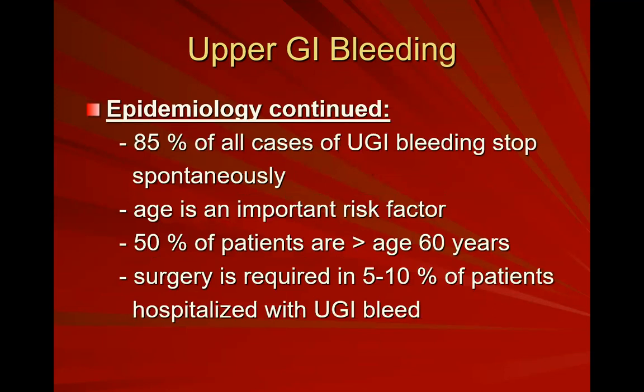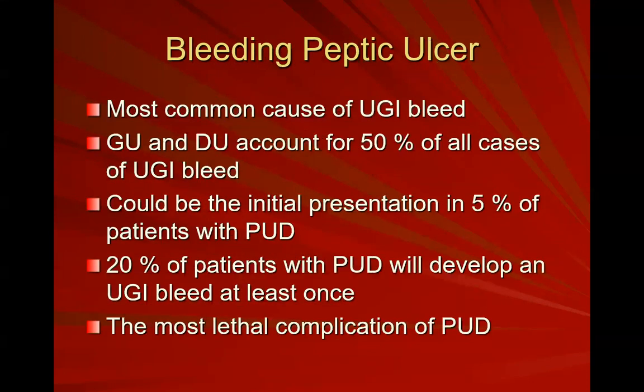So, as we said, 85% would stop spontaneously. Age is very important because 50% of patients with upper GI bleeding would present at age 60 and higher, and only 5 to 10% of cases would require surgical intervention. So again, this is about peptic ulcer disease. We said it is the most common cause of upper GI bleeding, and it accounts for almost 50% of upper GI bleeding.